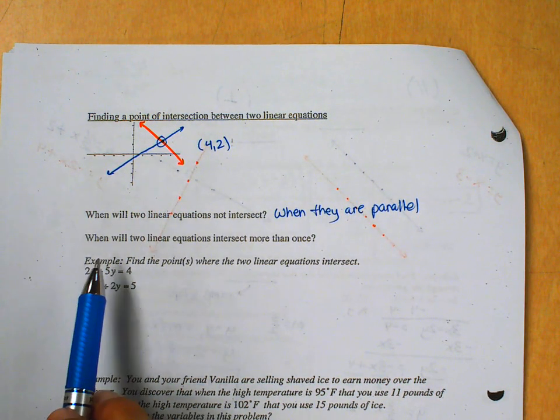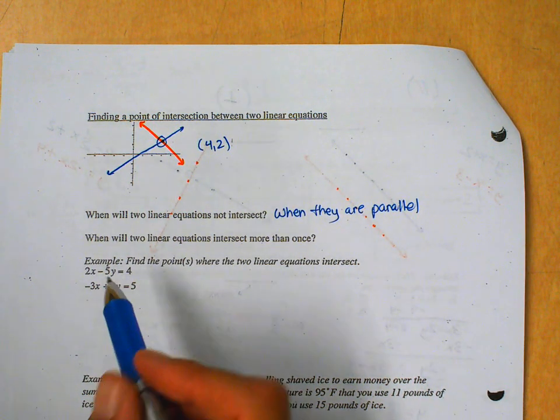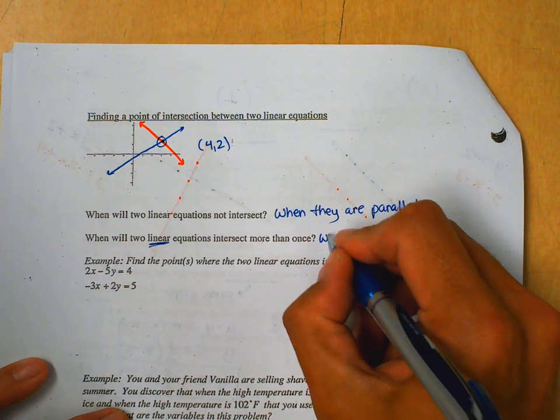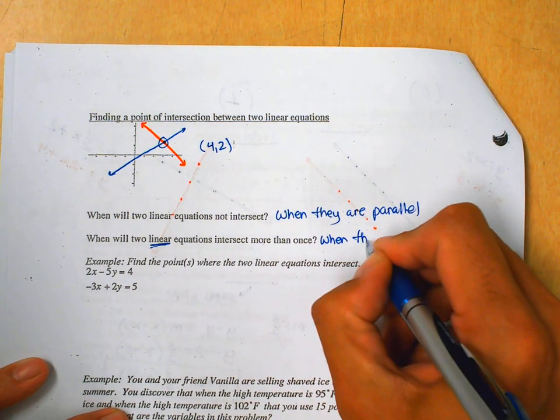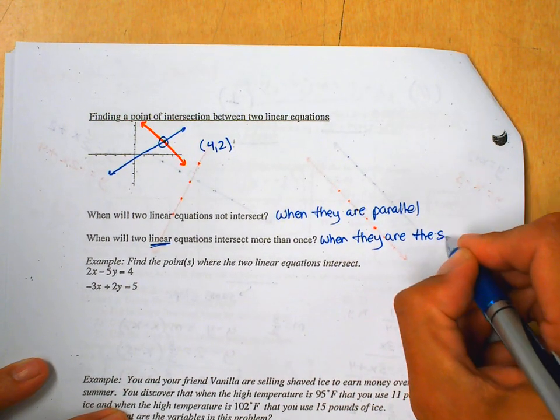And then the next piece of that is, when will two linear equations intersect more than once? Now, it does specifically say they're linear, so straight lines. The only time you could have more than one point of intersection from two linear equations is if they are actually the exact same line. So that's when they are the same line.